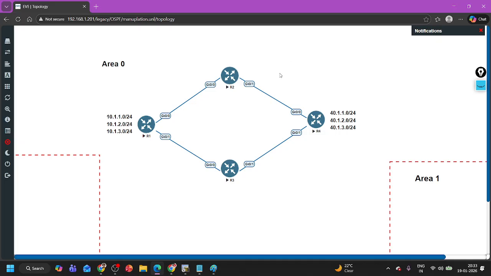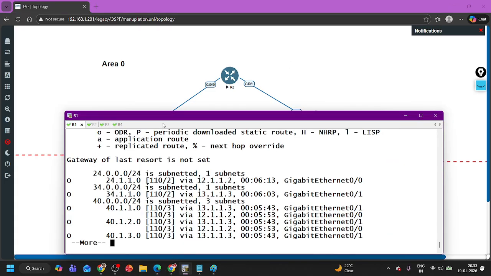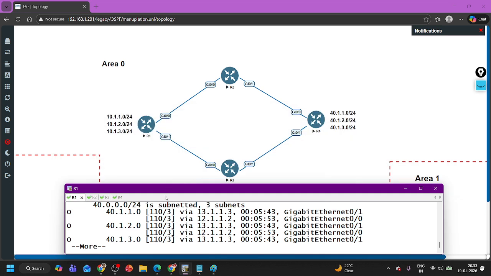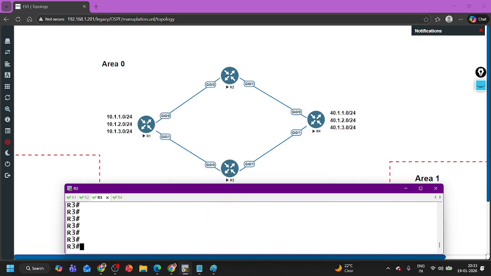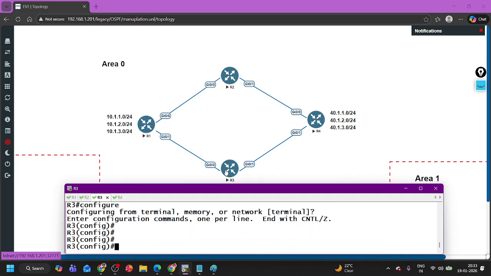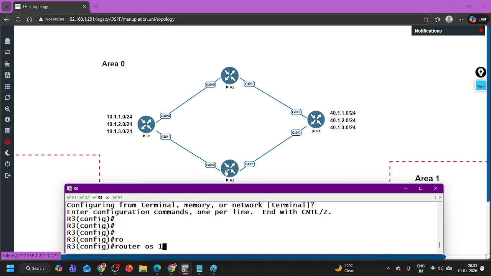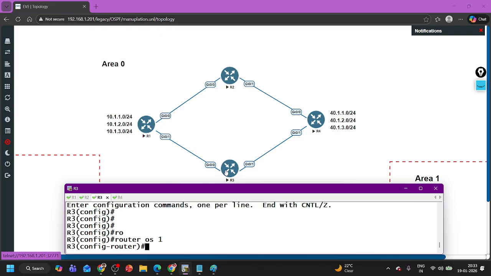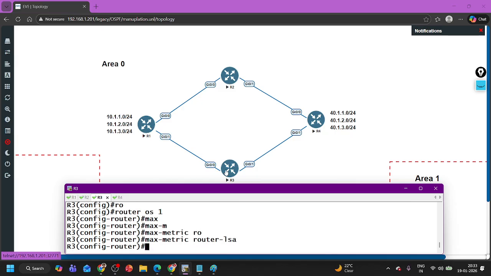Right? So see, one very small command which you can run on any router, like on router number 3 I can run this command. From router number 3 I can advertise maximum metric. What can I advertise? Maximum metric for all types of LSA. For now, for router LSA I can advertise maximum metric. See, router ospf 1, and I can say max-metric and then tell me the LSA, router-lsa. That's it. Now R3 will advertise maximum.